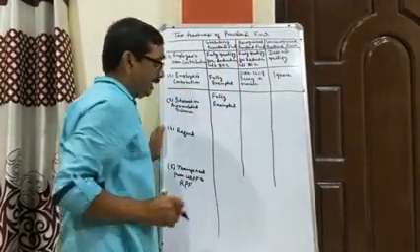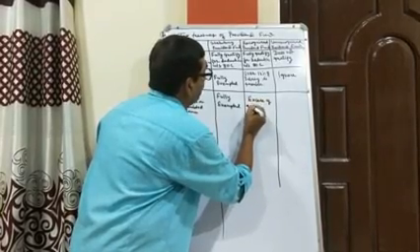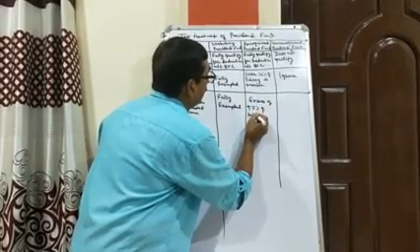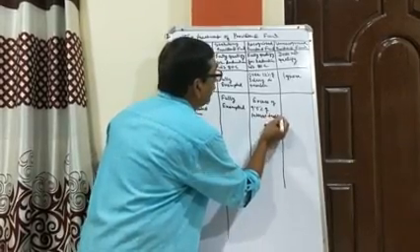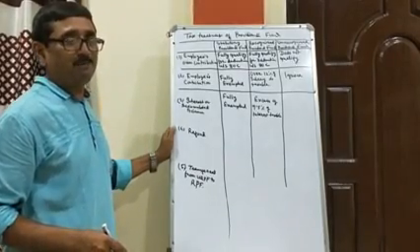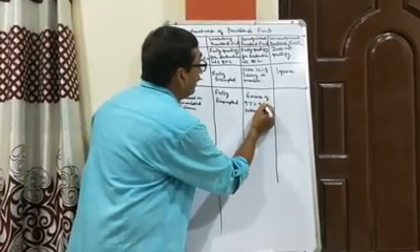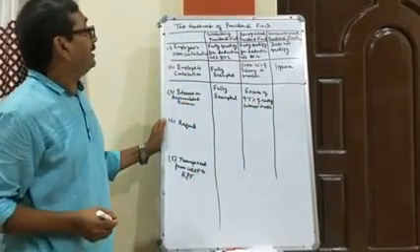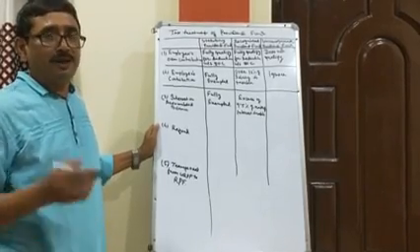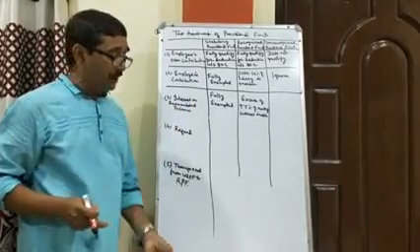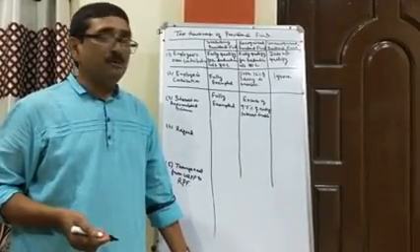In case of recognized provident fund, interest in excess of 9.5% is taxable. What is 9.5%? 9.5% means the rate of interest. Suppose on the accumulated balance the employee's interest is credited at 13%. But only up to 9.5% is exempted.